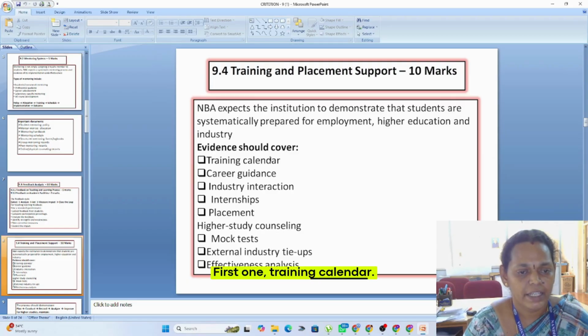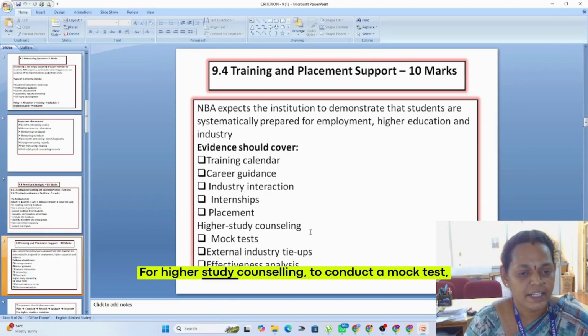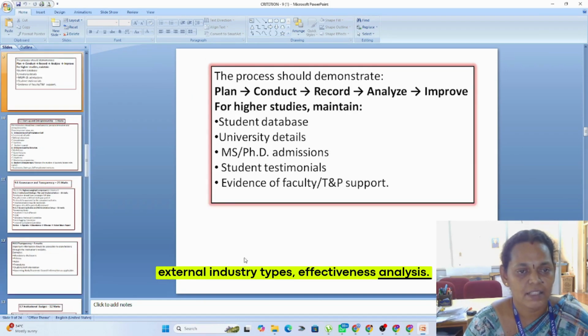First one, training calendar, career guidance, industry interaction, internship, placement. For higher study counseling, to conduct a mock test, external industry tie-ups, effectiveness analysis.